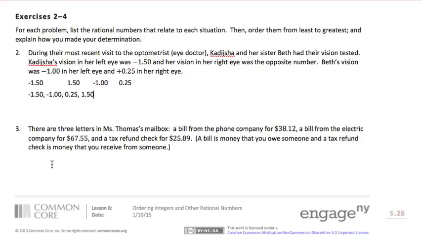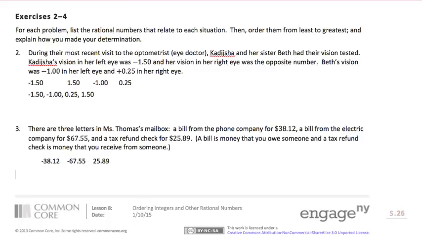Question 3. There are 3 letters in Miss Thomas's mailbox. There's a bill from a phone company. A bill is money that you owe, so that's a negative number, 38 and 12 hundredths. A bill from the electric company, again, is money that you owe, so that is negative 67 and 55 hundredths. And a tax refund check, which is money that is being given to you, so that is a positive number, 25 and 89 hundredths.